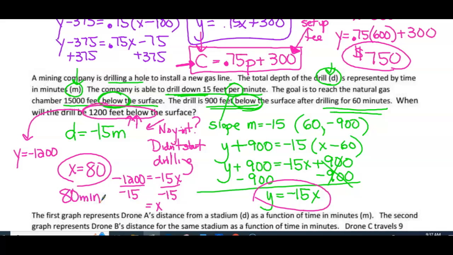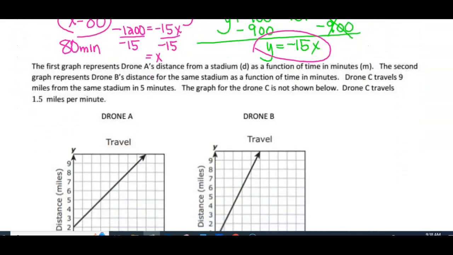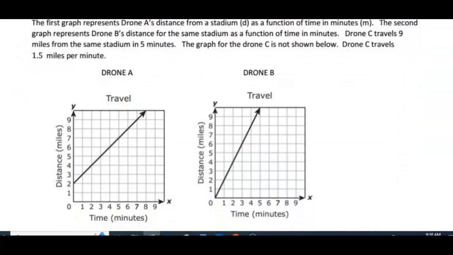What I would like you to do is to try the bottom one with the remainder of class time. I'm not going to give you any homework today, but try this last one on your own with the remainder of time. It's about a drone. There's drone A, there's drone B, and then there's a drone C. And we will resume with this on Monday, or the next time we're in class.